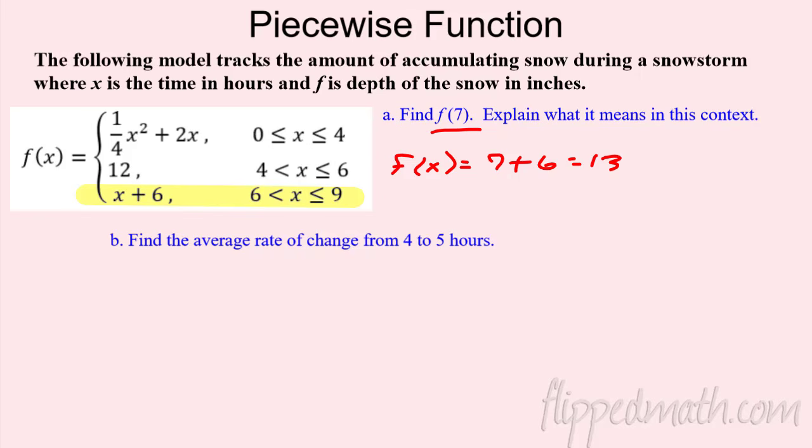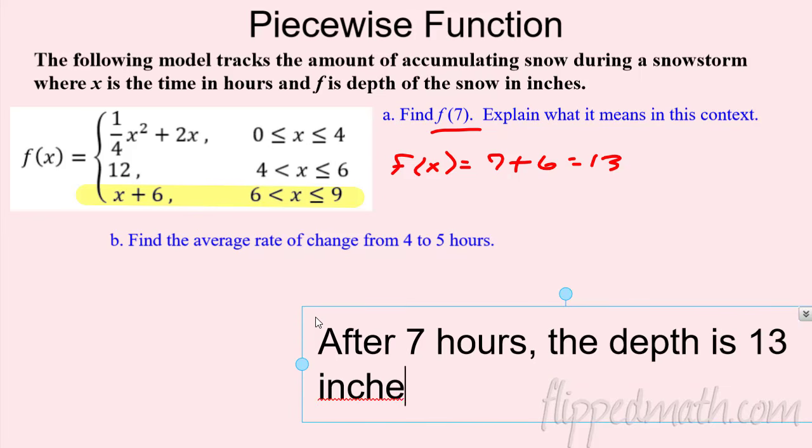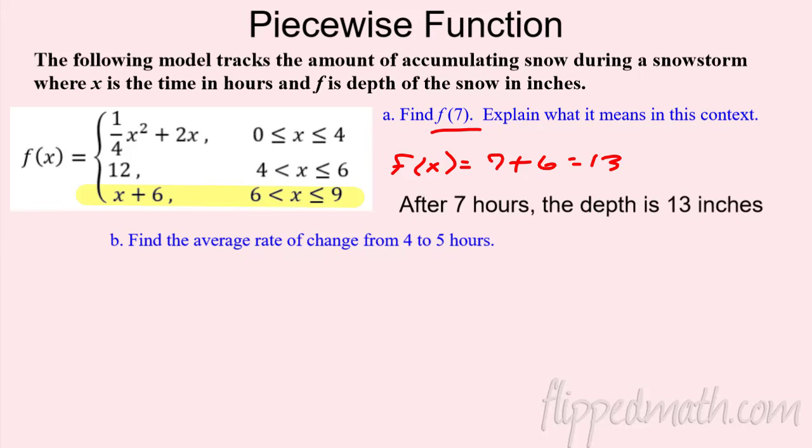Awesome. So what does that mean? How do we put that in context? I'm going to type it because my handwriting can be a little rough sometimes. So it means what? After 7 hours, the depth is, what do we say, 13 inches. So that's how much snow we have in 7 hours. So we can make sure we have that in context. Awesome. There it is.